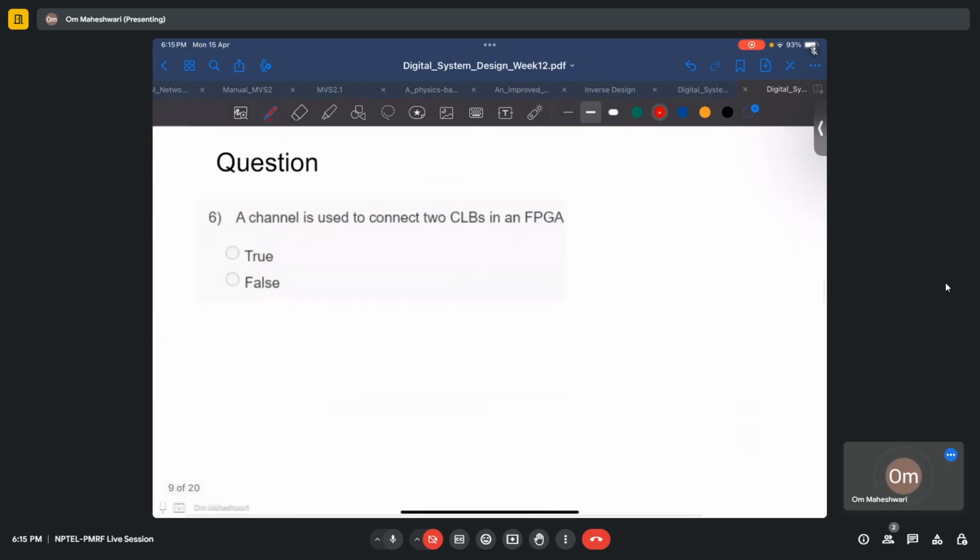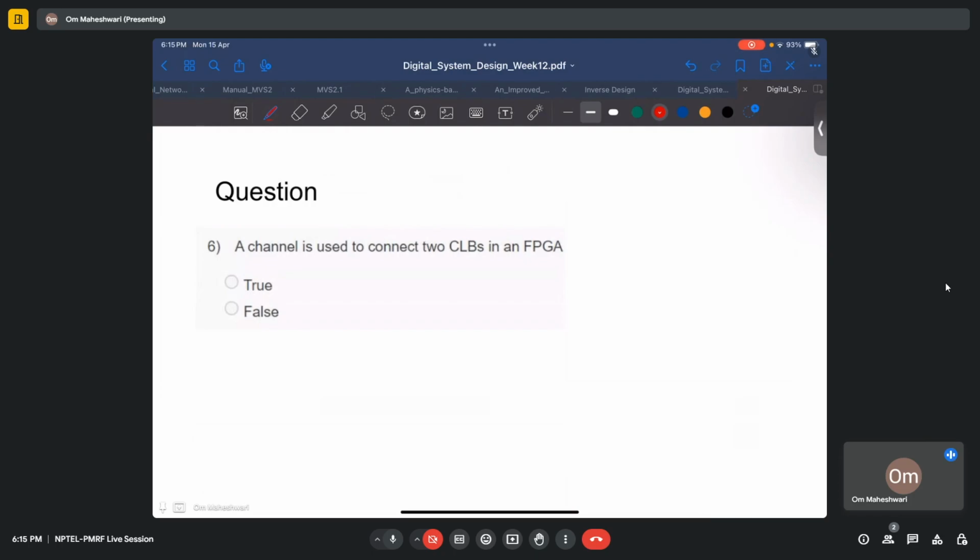Next question. A channel is used to connect two CLBs in FPGAs. What is CLB? Combinational logic block. So yes, this is true. A channel is used to connect two CLBs in FPGA. Channel can be any interconnect.